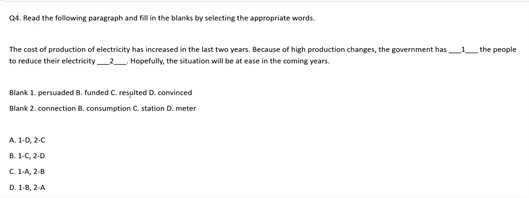Resulted means it is followed by a consequence. But here it is followed by an action. For example, let's take an example for resulted. The corona cases increased rapidly, which resulted in a decrease of available beds in hospitals. Now we understood that whenever we use the word resulted, it will be followed by a consequence, not an action.